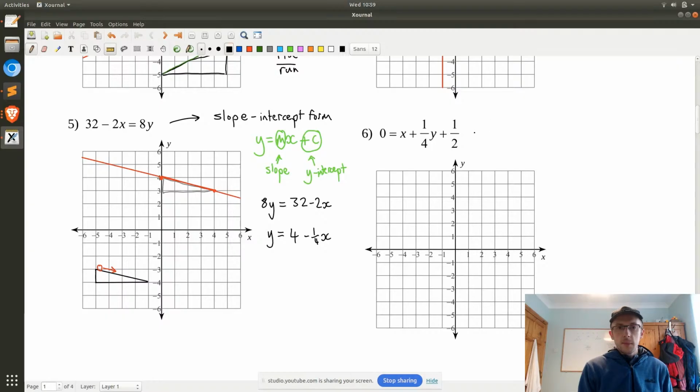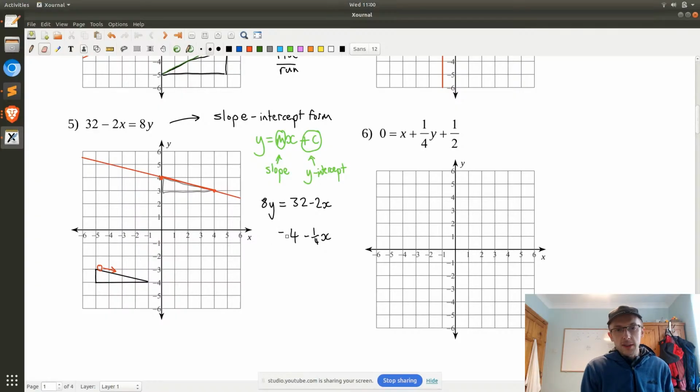Okay, next one. Can you again explain 8y equals 32 take 2x? Sure. So, first thing is, I need it to be in slope-intercept form. I need it to look like this template right here, y equals mx plus c. First thing I do is swap both sides. Pick up the left-hand side, pick up the right-hand side of the equal sign. Do that. And there you go.